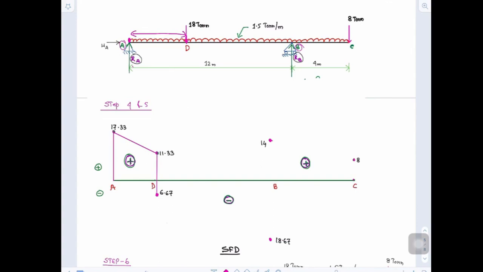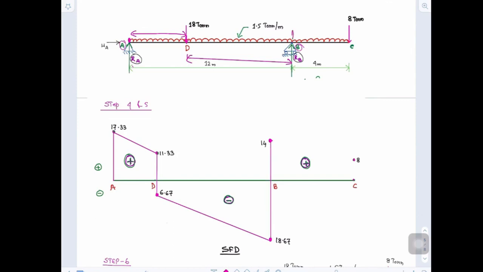Now from 6.67, or from D point to B point, there is what? There is a UDL. From here to here there is a UDL. So for the UDL again, SFD is an inclined straight line. So 6.67 and 18.67 need to be connected by an inclined straight line. Okay. Now 18.67 and 14.0 are acting on the same point, so just connecting by a vertical line.